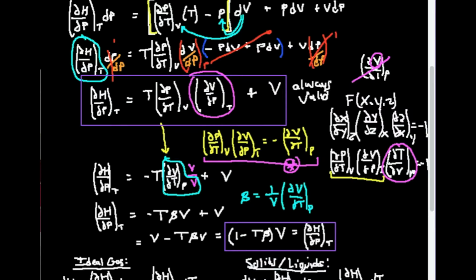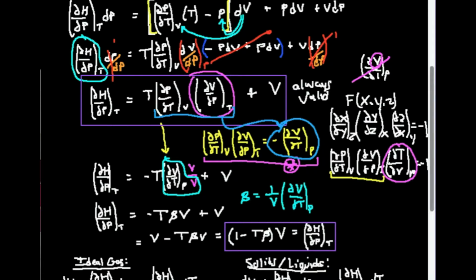In other words, what I can do is essentially take these two partial derivatives and just substitute them with the negative partial derivative of V with respect to T at constant P. And that's what you see down here. So when I do this manipulation, I'm going to get the partial of H with respect to P at constant T is equal to minus T times the partial of V with respect to T at constant P plus V.